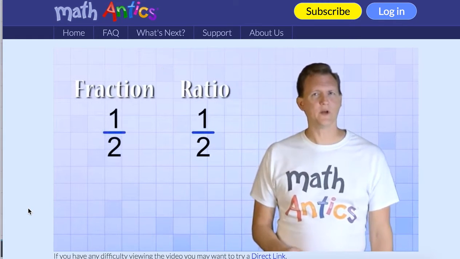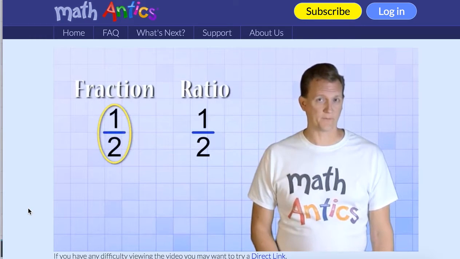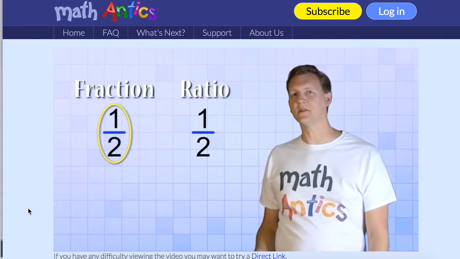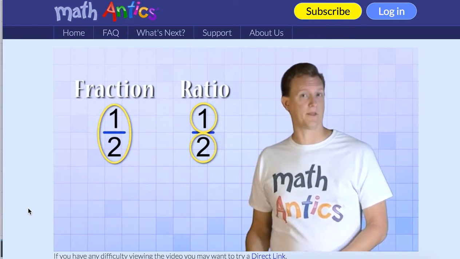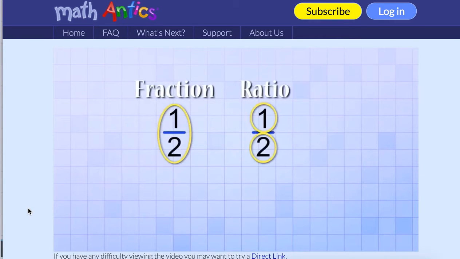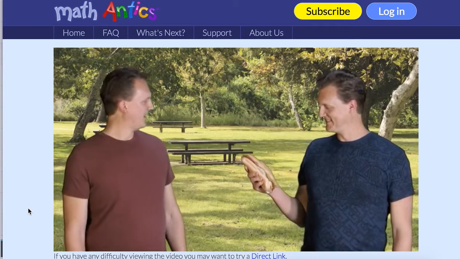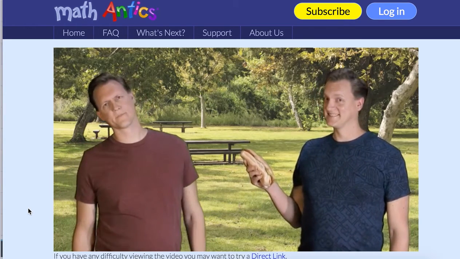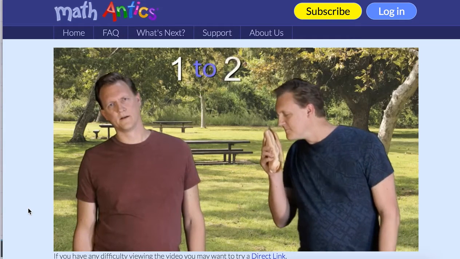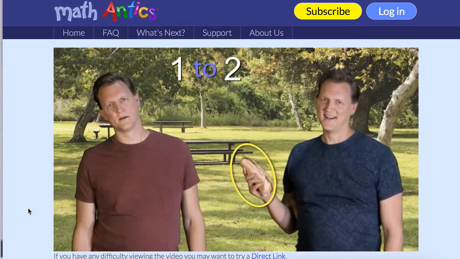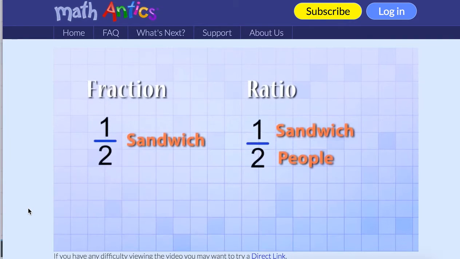Now let's see how we can use the ratio 1 over 2. With the ratio, we don't treat it as if it's just a single number. Instead, we pay close attention to the top and bottom numbers because we use them to refer to different things. For example, let's say we're planning to go on a picnic, and for every 2 people that are going on the picnic, we're only bringing 1 sandwich. In that case, we'd say that the ratio of sandwiches to people is 1 to 2, or 1 sandwich per 2 people. Do you see the difference between our fraction and our ratio?